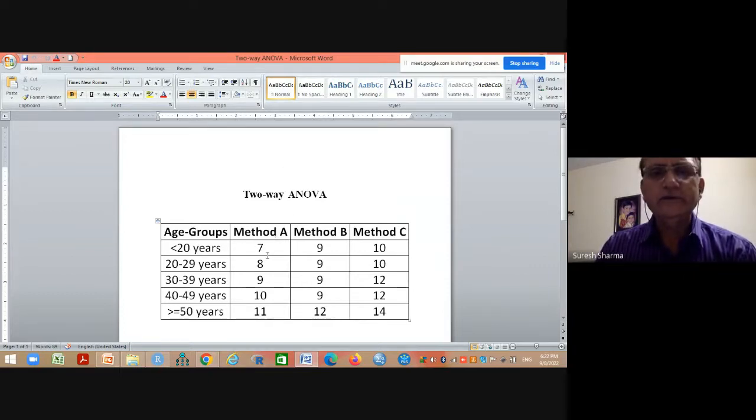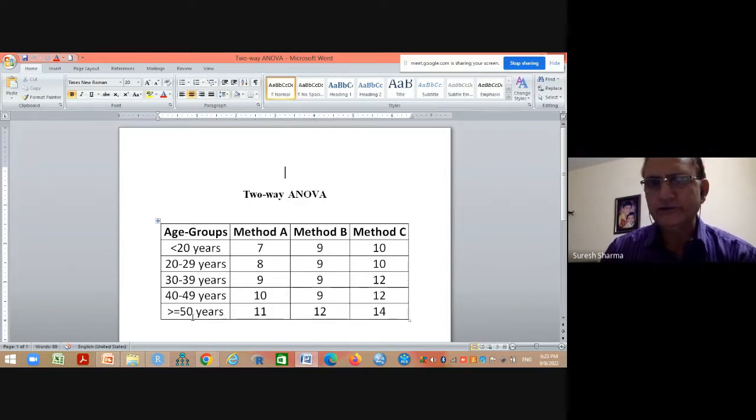So how many hours does it take to learn? 7 hours. A person less than 20 years, but taught by method B, it takes 9 hours. Again less than 20 years, taught by method C, it takes 10 hours. So this is your Yij. Time of learning is your Yij. So time of learning depends upon two factors: one is teaching method, another is different age groups.